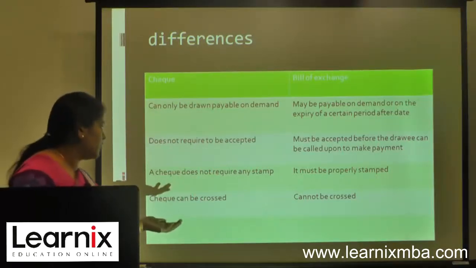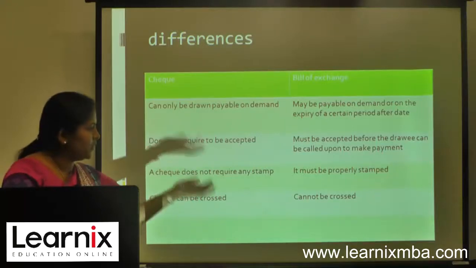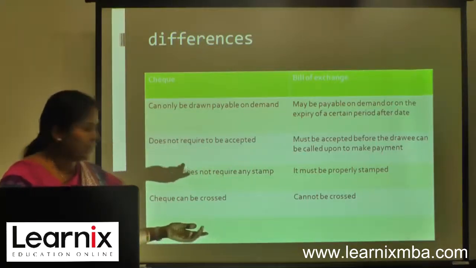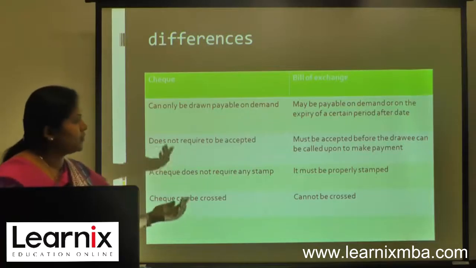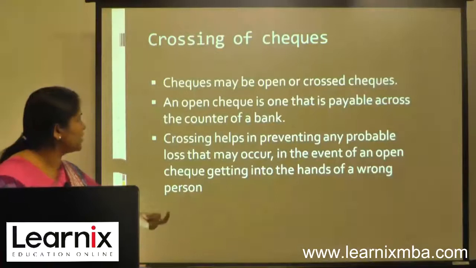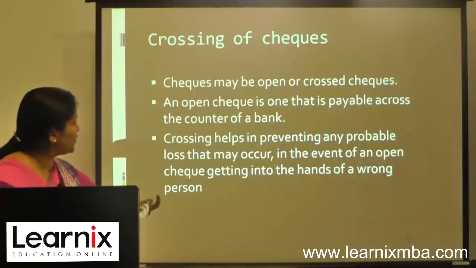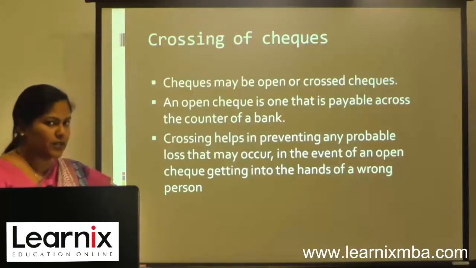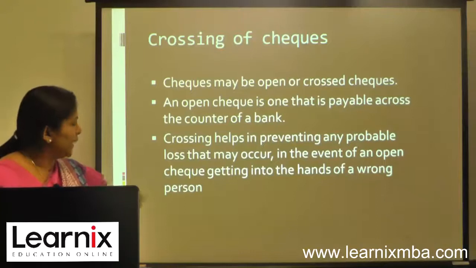A check does not require any stamp, whereas a bill of exchange has to be properly stamped under the Stamp Act of India. A check can be crossed, but a bill of exchange cannot be crossed. Crossing of checks. Checks may be open or crossed. An open check is one that is payable across the counter of a bank. Crossing helps to prevent misuse, as we have already said it is a bearer instrument.